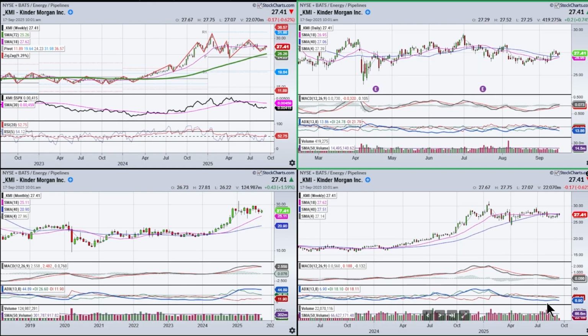KMI, look at the way this is working out with a low ADX condition, and we got the MACD right at the zero line. Very attractive pattern. I think if we can punch through to the upside, get through this, work our way up closer to 30, maybe high 20s, I think that's going to kick things off to the upside on that one.